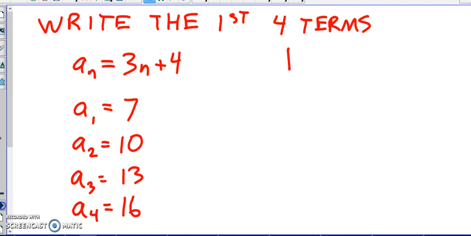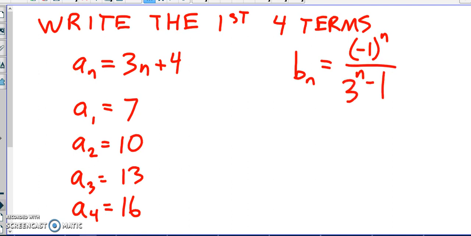Now, suppose that this sequence, whoa, not b to the nth power, b sub n, is equal to negative 1 to the nth divided by 3 to the nth minus 1. So for b1, you would plug in 1 for n. So this would be negative 1 half, because 3 to the first minus 1 is 2. b2, negative 1 squared would be positive 1, and 3 squared minus 1 is 8, so that's 1/8.